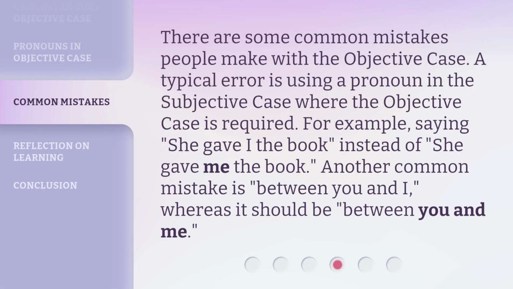There are some common mistakes people make with the objective case. A typical error is using a pronoun in the subjective case where the objective case is required. For example, saying, she gave I the book, instead of, she gave me the book. Another common mistake is, between you and I, whereas it should be, between you and me.